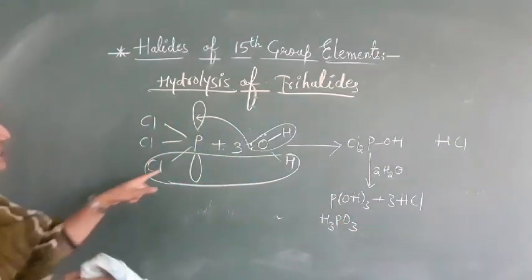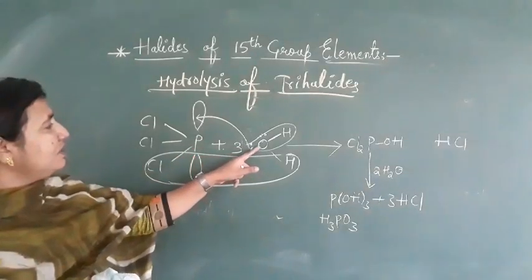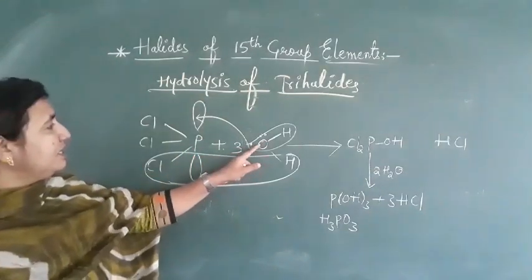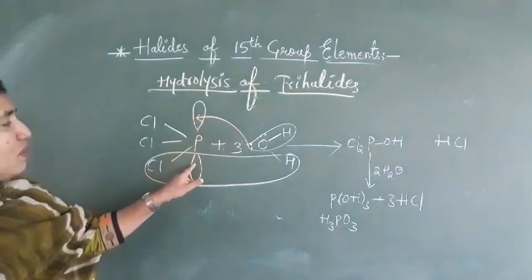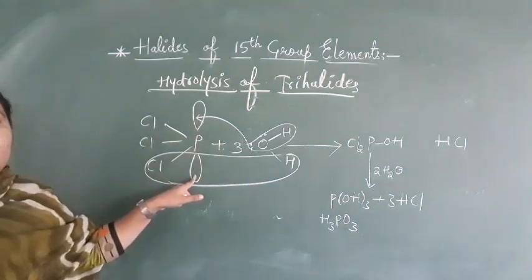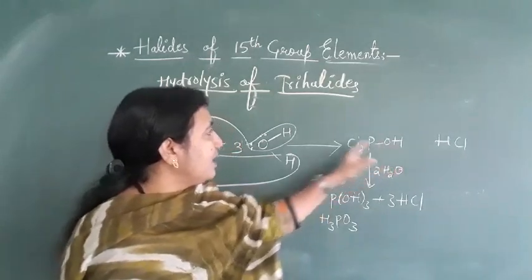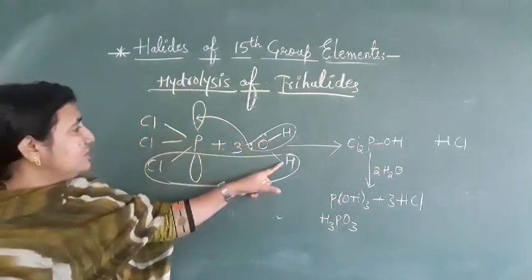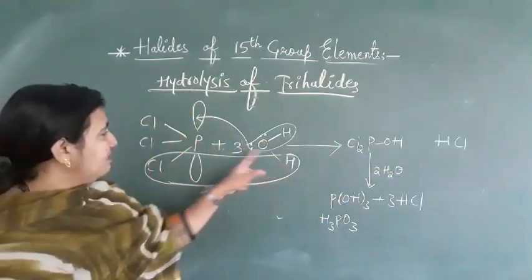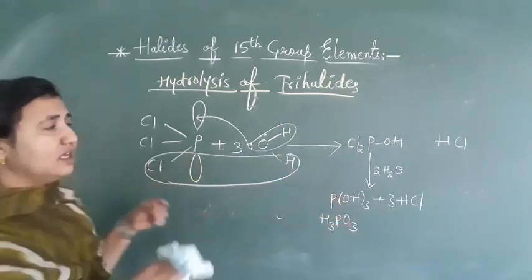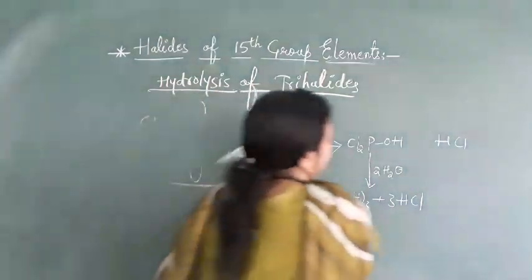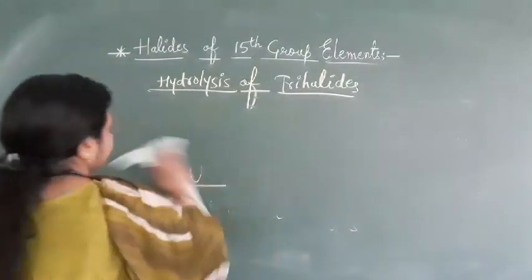So how it is: water's OH bond will make a coordinate bond with the phosphorus empty d orbital, and we will get Cl2POH, and this H and this Cl will be removed as HCl. So in one form we can write this reaction this way.